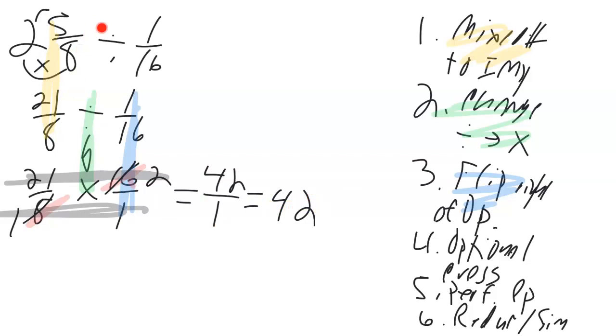So let's just run this problem back from the top. We had 2 5/8 divided by 1/16. Step one, we converted this mixed number to an improper fraction. Step two, we changed from division to multiplication. Step three, we flipped 1/16 to 16 over 1. Step four, we did our optional cross-canceling. Step five, we performed the operation: 21 times 2 is 42, 1 times 1 is 1. And then I guess we did kind of reduce or simplify by taking 42 over 1 to 42. So we did all 6 steps. Okay, and this is how you divide fractions.